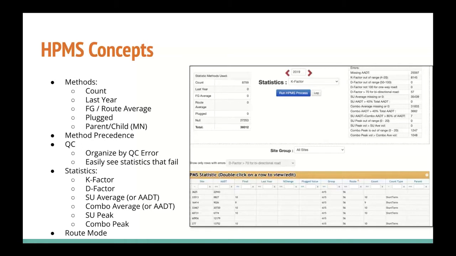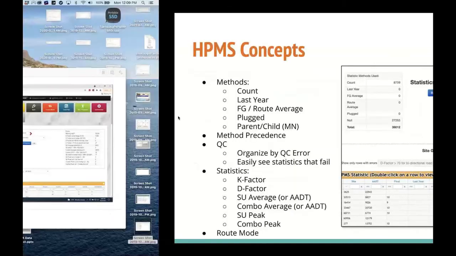And so when we designed the HPMS UI, what we decided to do was essentially calculate a particular statistic like D factor however we can. We're going to take the count if it exists. We're going to pull the last year's forward if it exists. We're going to create route average statistics and factor group average statistics, or in Minnesota's case, parent-child, which is a way of associating child sites to a parent, and the child inherits that parent's statistics. So, or plugged, I think that's right. And so we calculate all of those statistics, and then we just make one of those the official statistic based on precedence rules. Does that make sense so far?